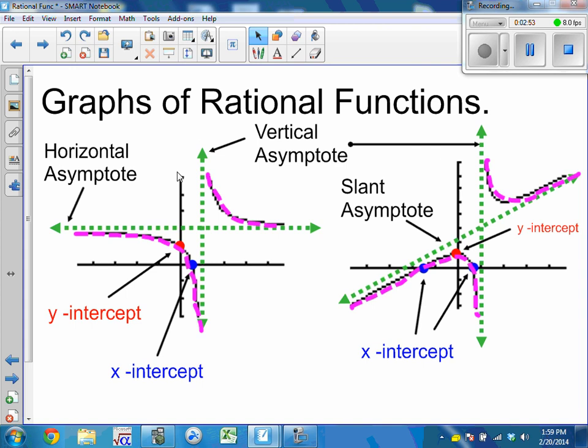Now, some things we've already talked about. The y-intercept is where it crosses the y-axis, and we know x is 0. And at the x-intercept, where it crosses the x-axis, we know y is 0. So we've already talked about that before. So what we really want to look at today is how do we find these asymptotes to sketch the graph.